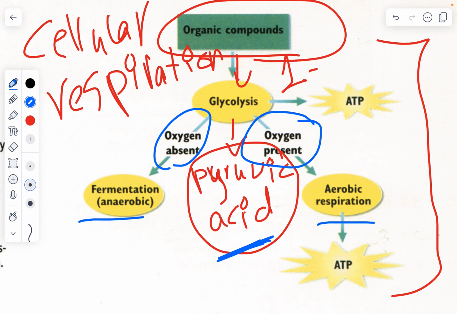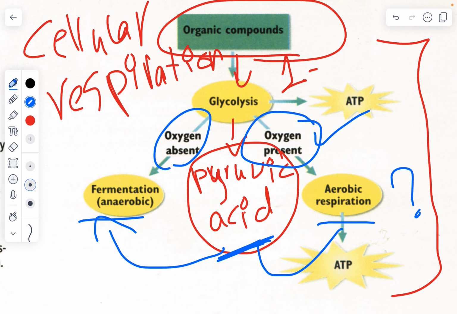oxygen availability. If oxygen was absent, which means without oxygen, the pyruvic acid enters fermentation or anaerobic respiration. Fermentation and anaerobic respiration, both of them, it's the same meaning. What about if pyruvic acid, how it enters aerobic respiration? It will look at the environment, and if oxygen was present, means by the availability of oxygen, or when oxygen is available, pyruvic acid enters aerobic respiration.